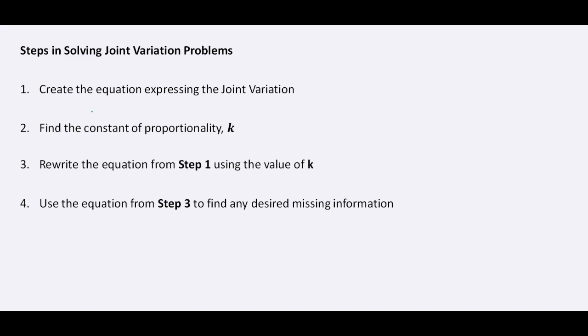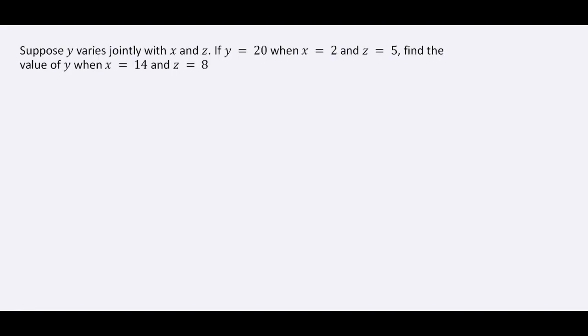Now let's look at the steps we want to use to solve these types of questions. So we're going to create the equation expressing the joint variation, and then we'll find the constant of proportionality. Some others will call it the constant of variation, which is k, and then we're going to rewrite the equation with the value of k and use that to find the desired missing information. Now let's put that to practice.